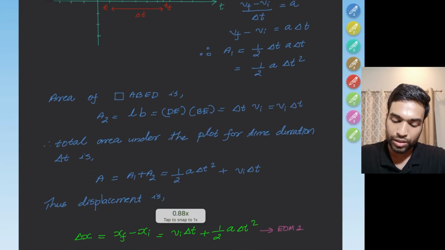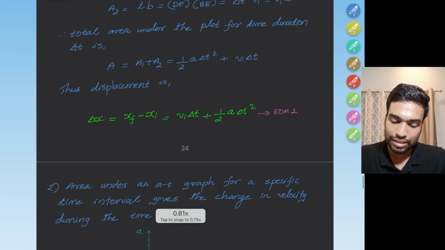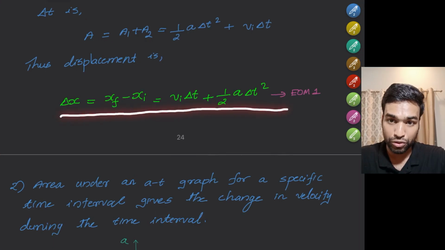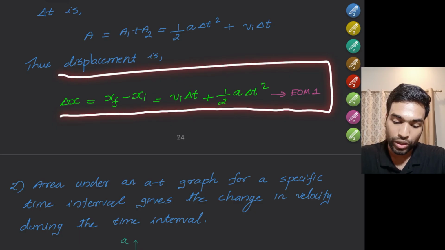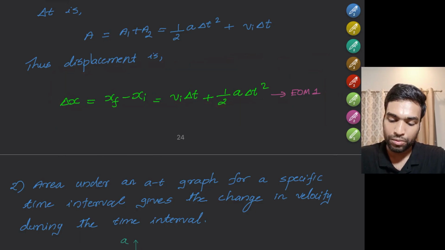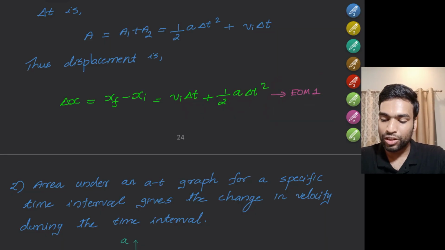Therefore, we can write the displacement delta x, which is final position minus initial position, equal to Vi into delta t plus half into a delta t square. Remember, Vi is the initial speed and a is the acceleration, and of course delta t is the time duration. So we can call it equation of motion 1 or EOM1.